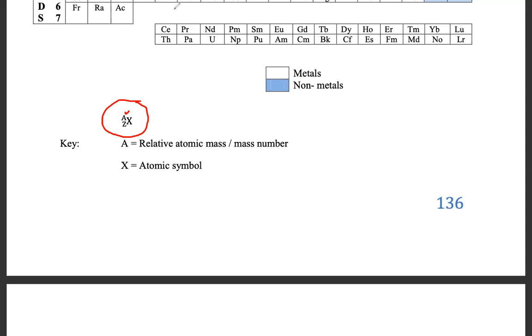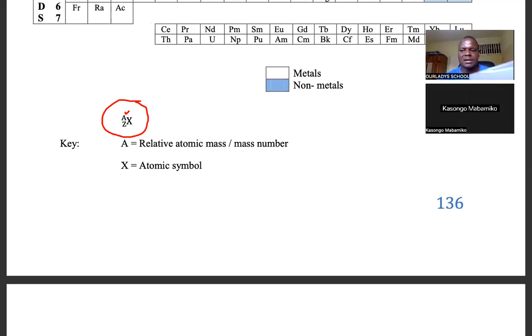We'll come back to this. I just want you to see this. Have you seen that we have a bigger number on top? Yes. And we have a smaller number at the bottom. This is the mass number, relative atomic mass, supposed to be up. The mass number supposed to be up, then the atomic number down.